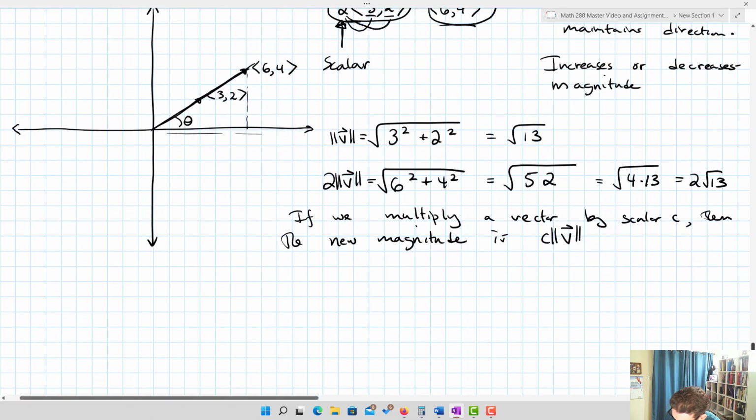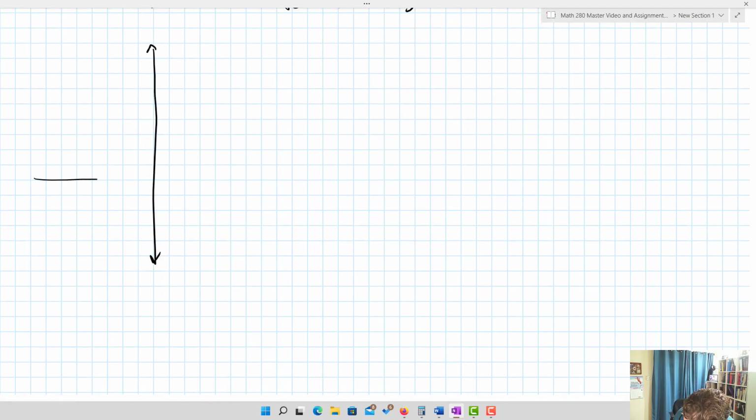Let's take a look at another example. Geometrically, let's take the example of (1, -1).